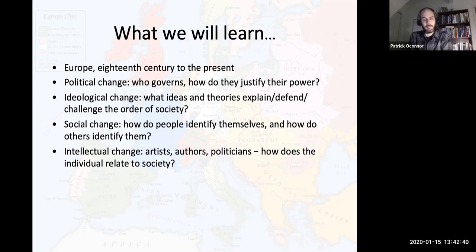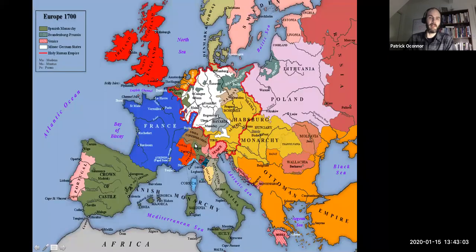We've got a ton of ground to cover. Just to give you a sense of how much ground we have to cover, consider a map of Europe in 1700. And don't worry, I'm going to come back to this slide, so don't feel like you have to rewind. Let's just take a look at this map. And if you want to pull up a map of Europe today, just for the comparison, I suggest doing that.